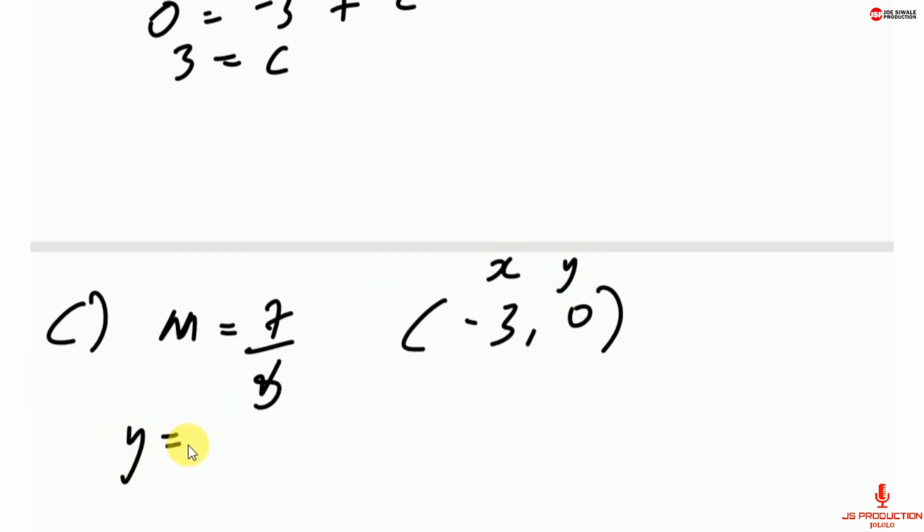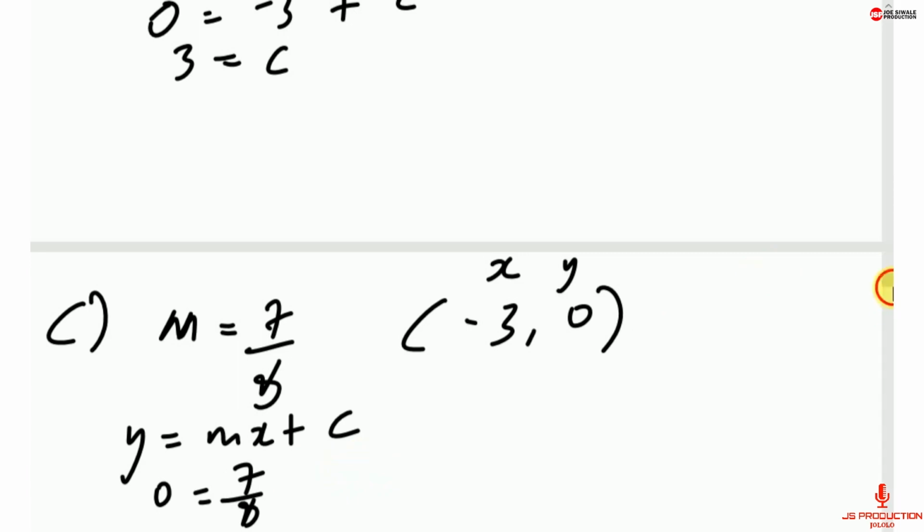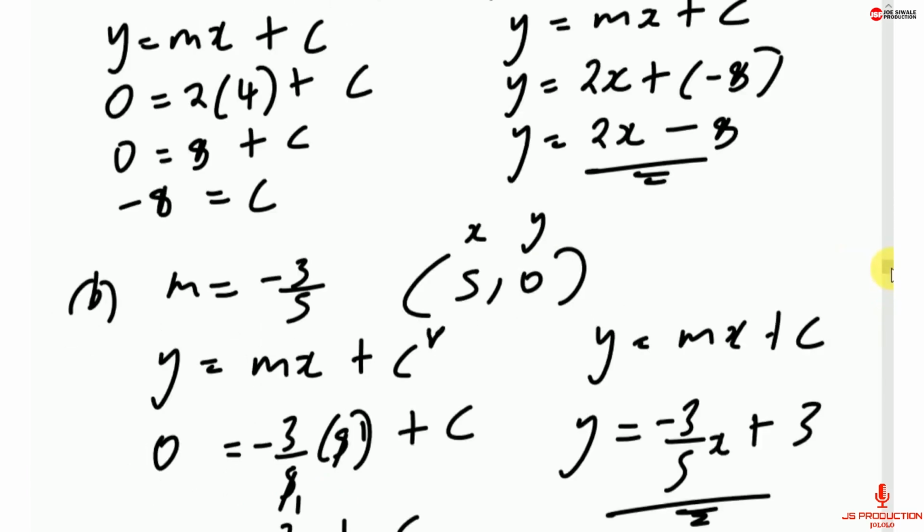So y is equal to mx plus c. We know that our y is 0. So 0 is equal to our gradient there, that's 7 over 8. With a gradient of, let me just check the equation.